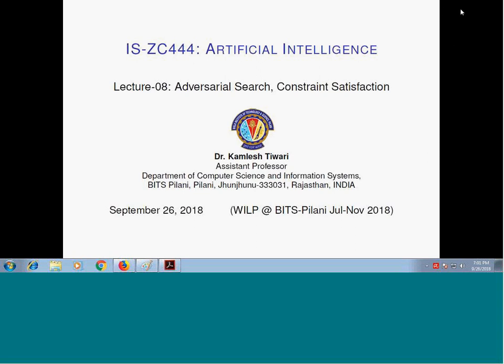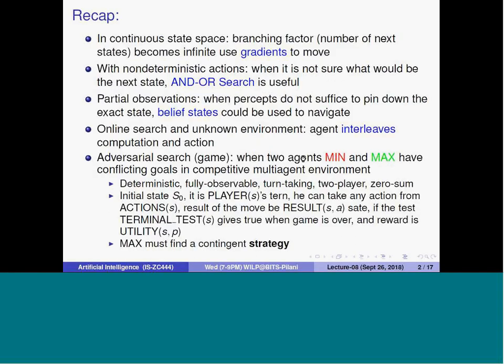So let's get started. In the last class, we were discussing the continuous state space. Whenever you want to solve a problem, there are states. What do I mean by state? Let's assume it's a game of chess. All the board positions are the states. You connect them with an edge, saying that if you go for a particular move, you would reach this particular state.